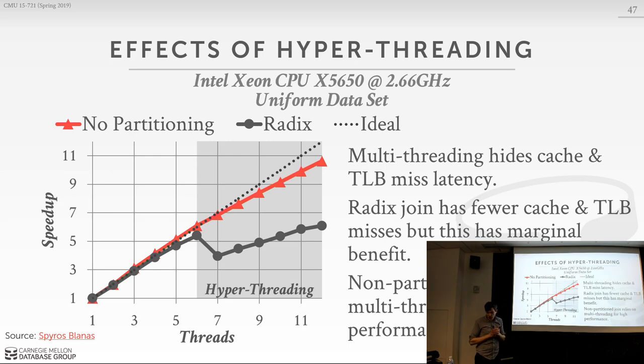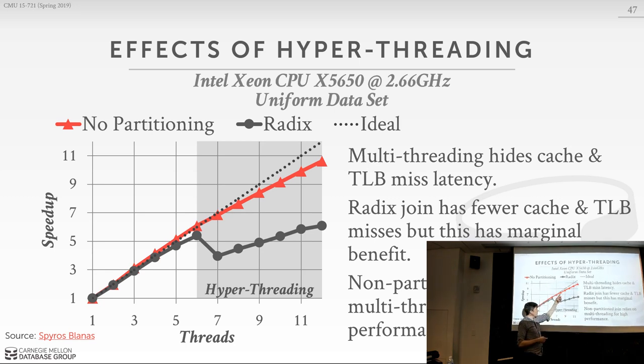All right, the last graph I want to show is the effects of hyperthreading. This is a good example where the hardware gives you more hardware contexts or program counters through hyperthreading, but we maybe don't always want to use them, depending on what join algorithm we're using. The first portion here is running on a single socket, when you have six threads and a single hardware core available for each thread. Beyond that is when hyperthreading kicks in, and now you're essentially running two threads for each core.